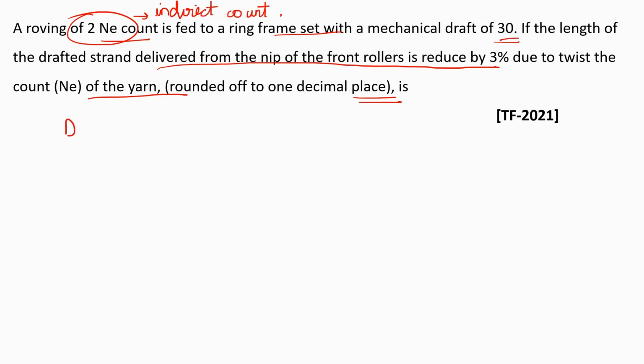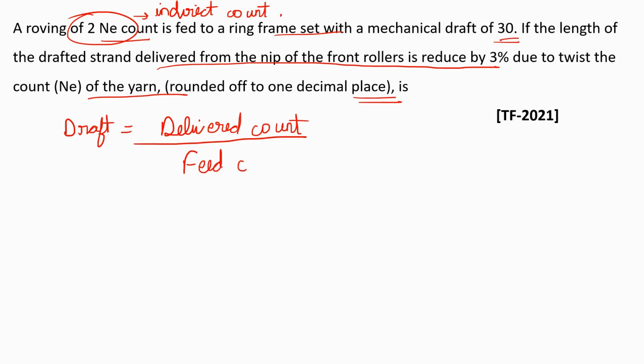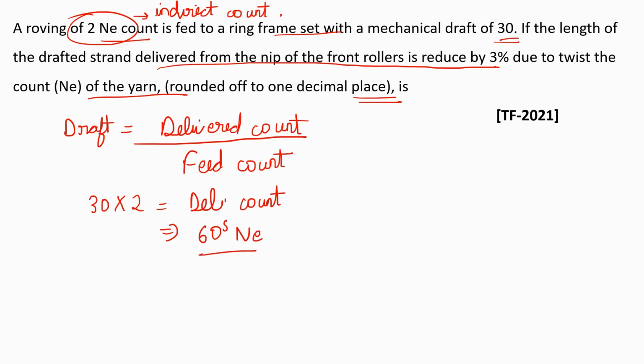So the draft is delivered count upon feed count. The feed count is set to be 2 Ne and the mechanical draft is 30. So 30 into 2 will become your delivered count, and it is 60 Ne. It is the delivered count.